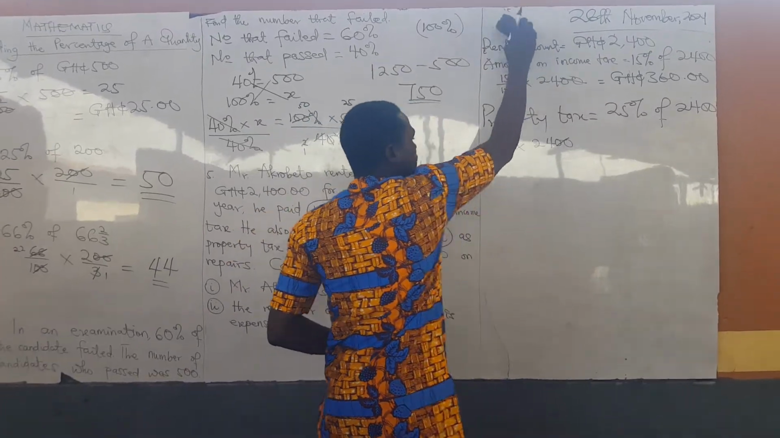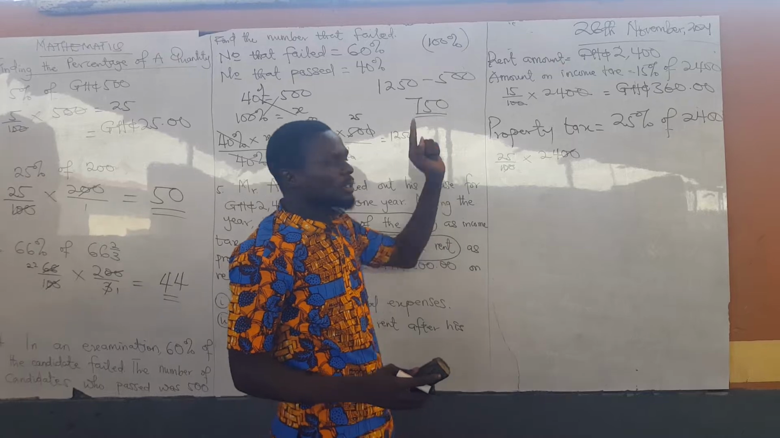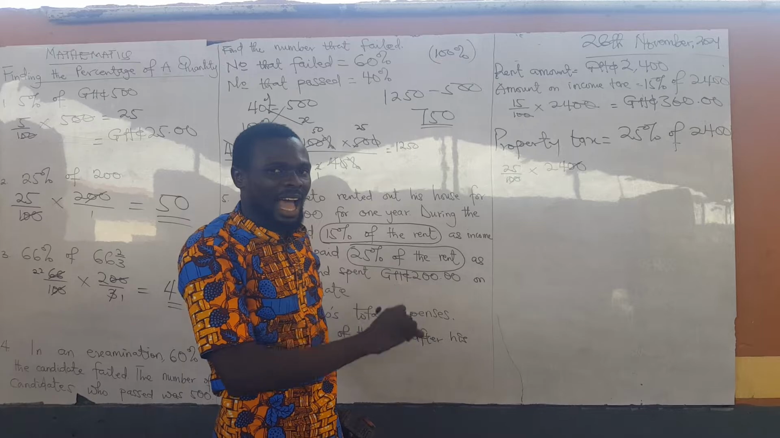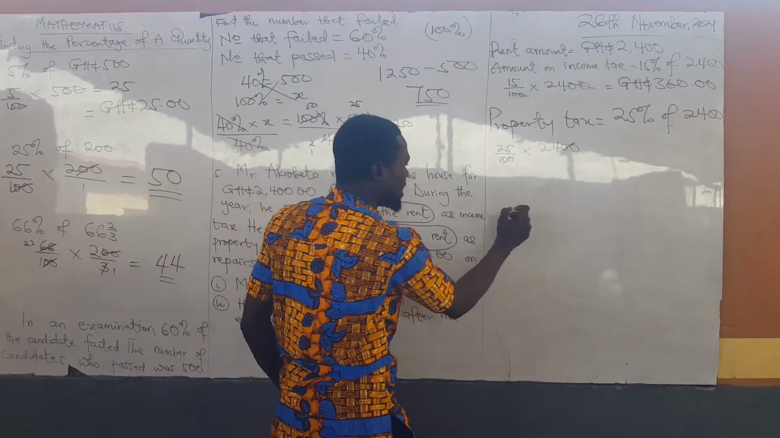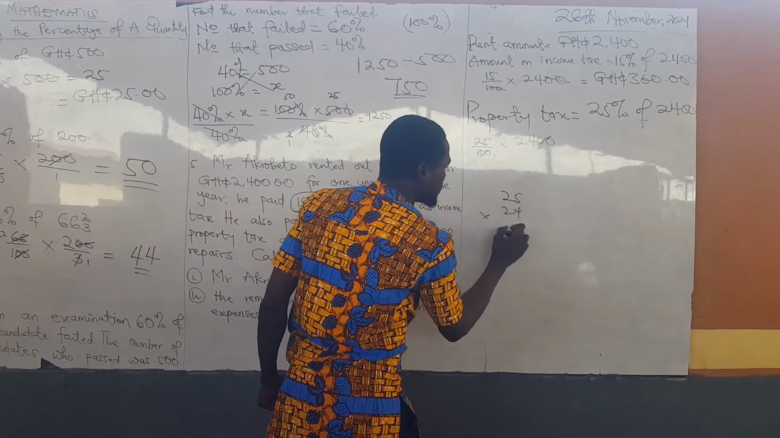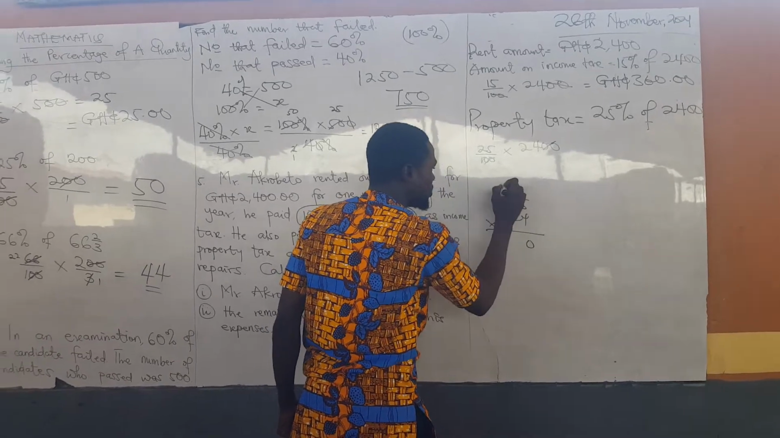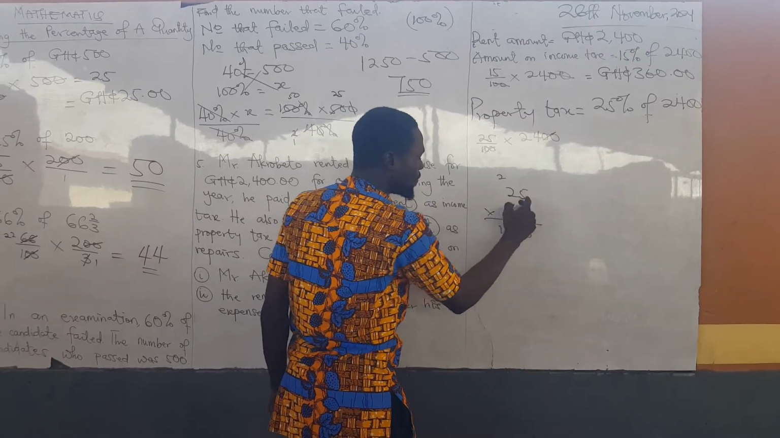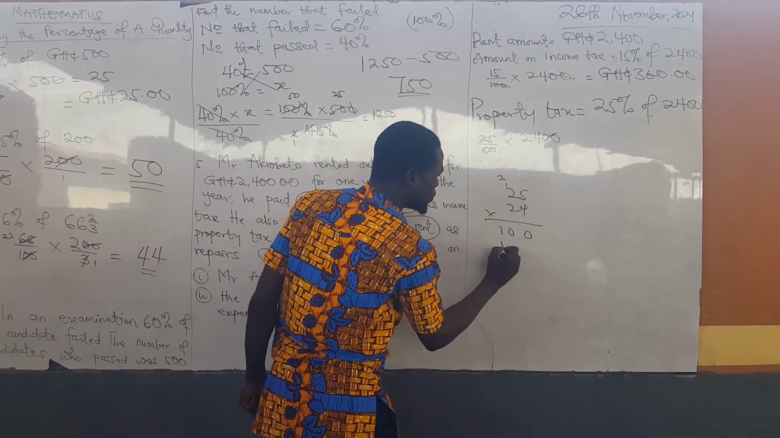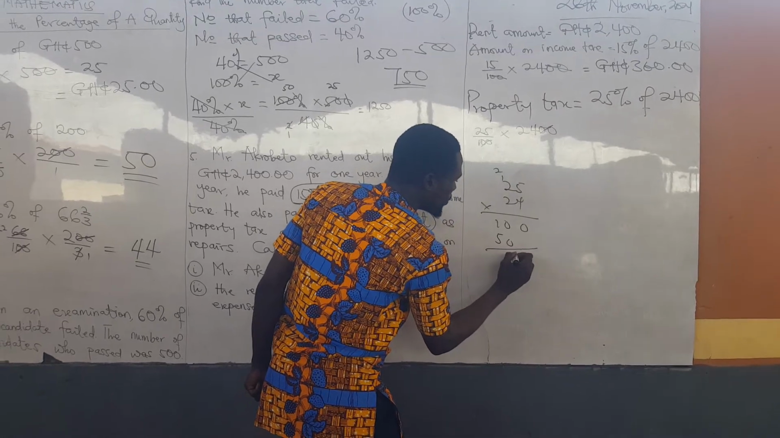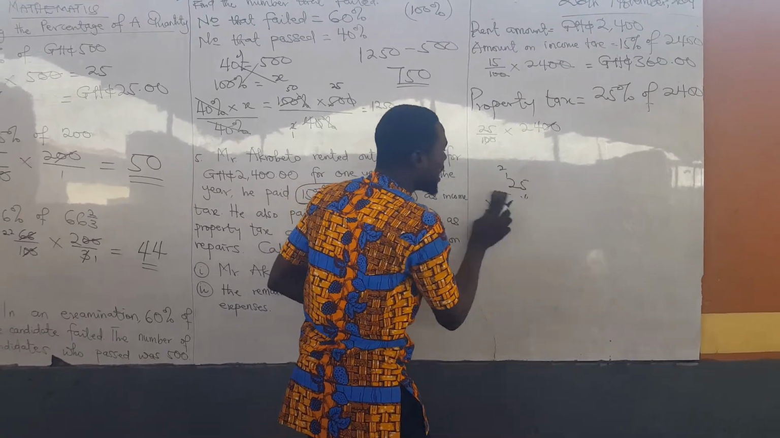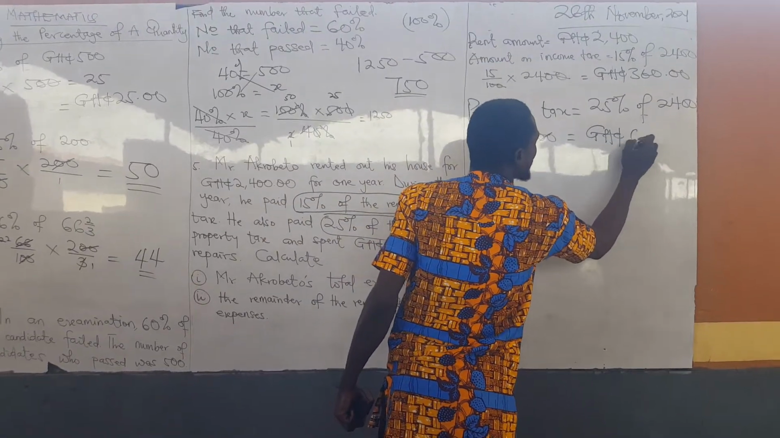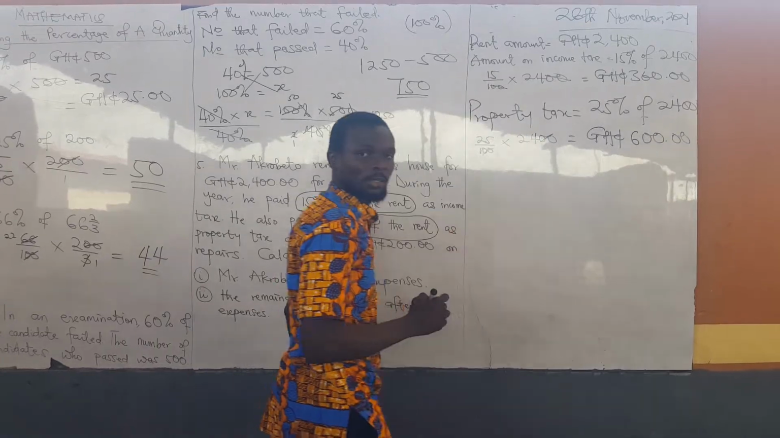Then now we are having 25 times 24. So if you multiply 25 times 24, what are we going to get? Let's see. 25 times 24. 5 times 4 is 20. Remember 2. 4 times 2 is 8, which is going to give us 10. 2 times 5 is 10. Remember 1. 2 times 2 is 4, which is going to give us 50. So 600. So the amount spent on property tax is 600 Ghana cedis.